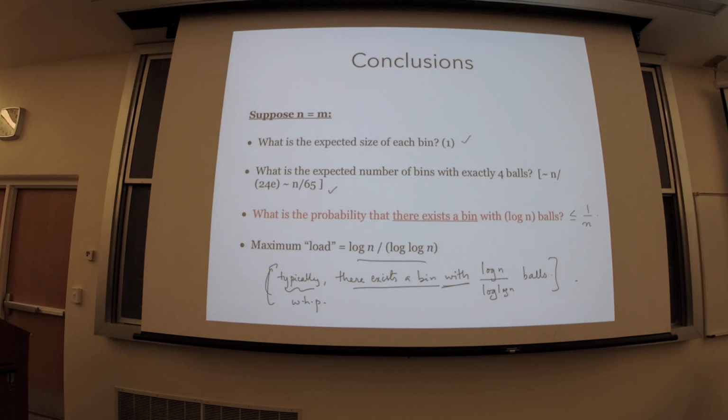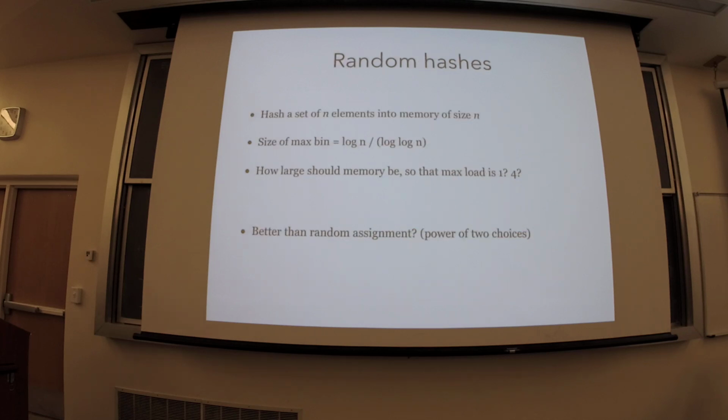And if you think about it, this is now bad news for hashing, right? Because what this implies is that if you hash a set of n elements into memory of size n, then there are hash buckets that have something like log n by log log n elements in that bucket, even if you did perfectly random hashing.